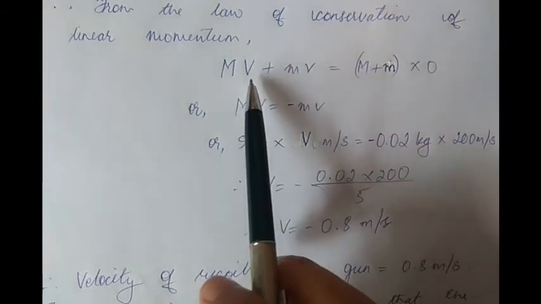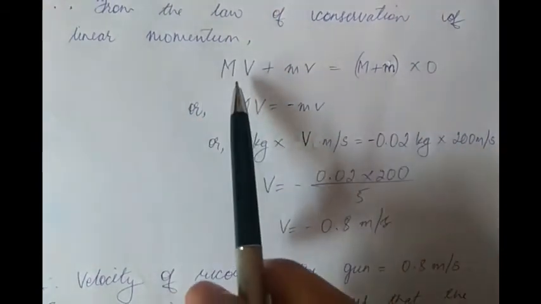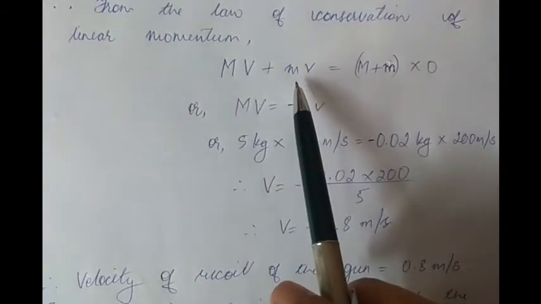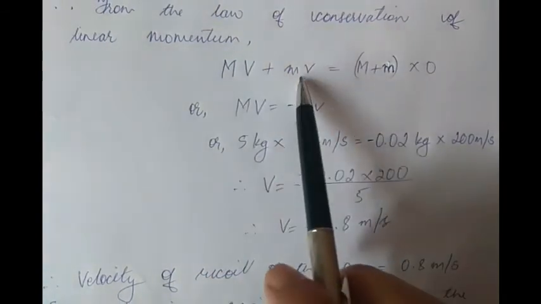Capital M into capital V is the momentum of the gun alone. This is the momentum of the bullet. Therefore, the total momentum after collision, I'm very sorry, it's not after collision. It is after the bullet gets fired, of course. I myself don't know how I started talking about collision here, so I'm very sorry for that.